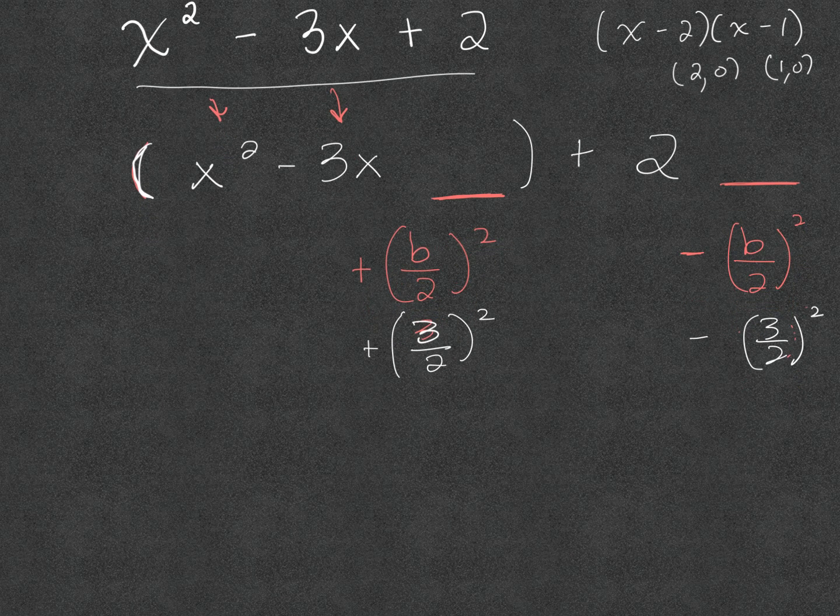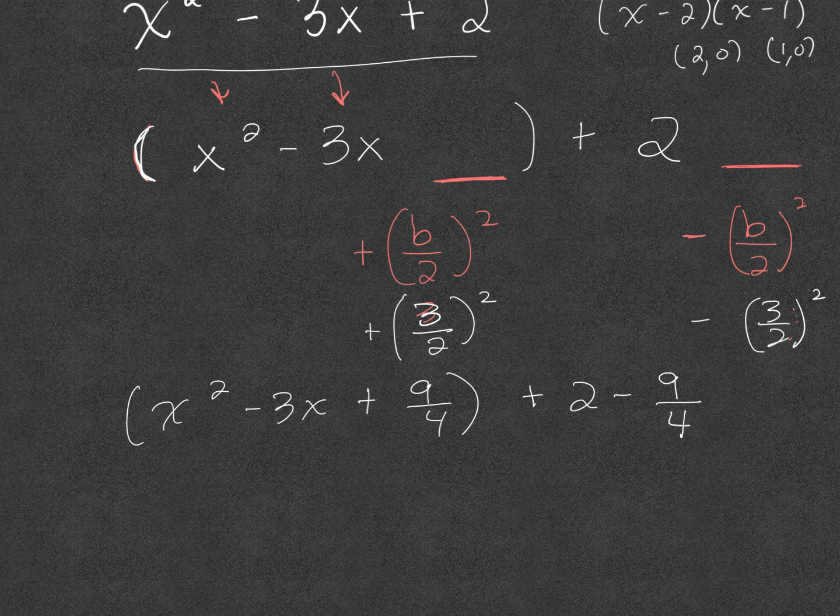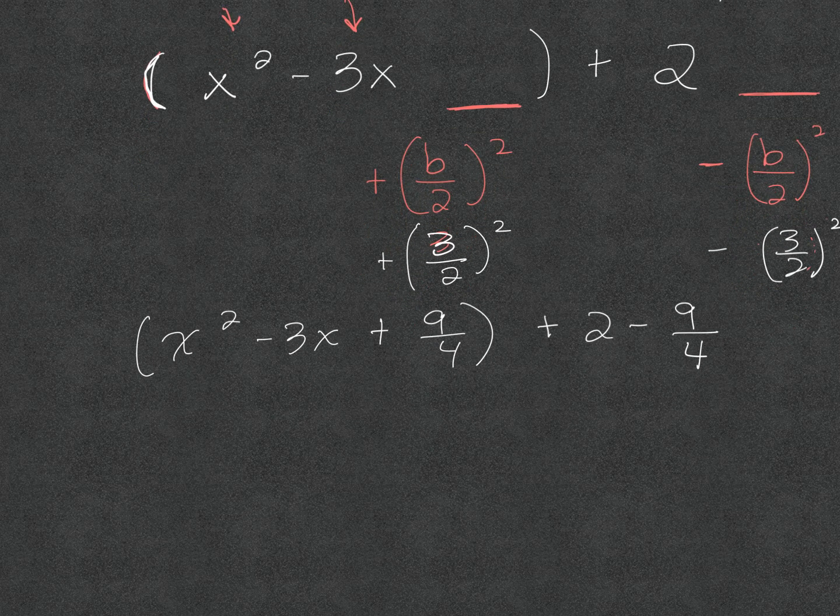The 3 is the b. Now, what am I going to get? I'm going to get x squared minus 3x plus 9 over 4. What am I going to get out here? I'm going to get the positive 2 minus 9 over 4. Okay, now, what am I going to get here?